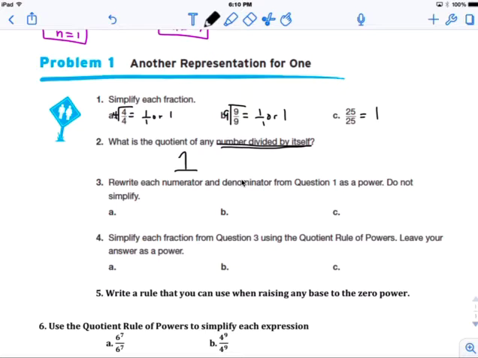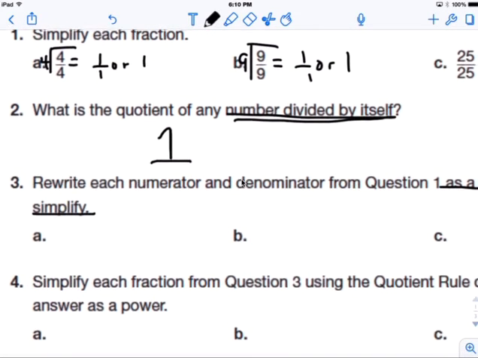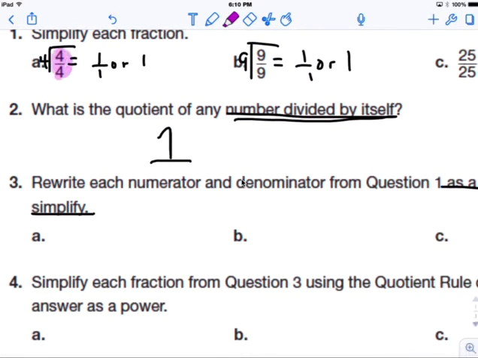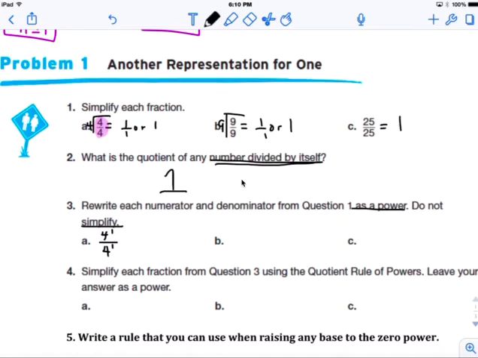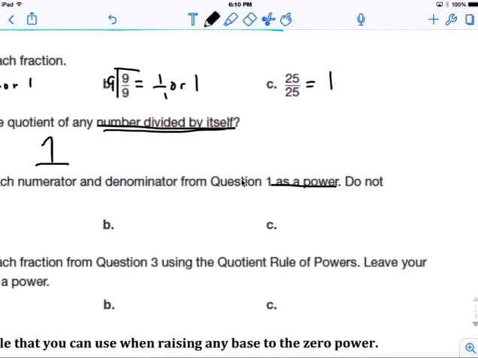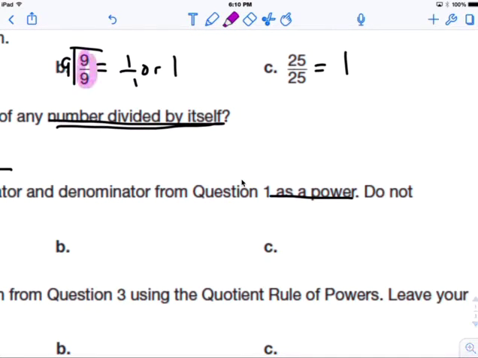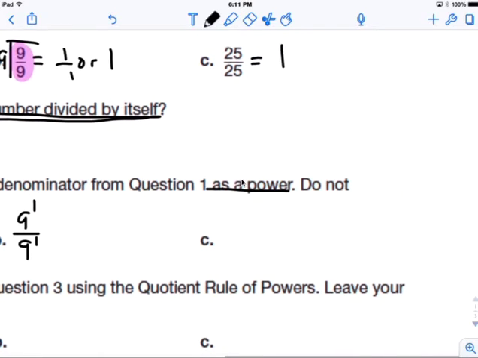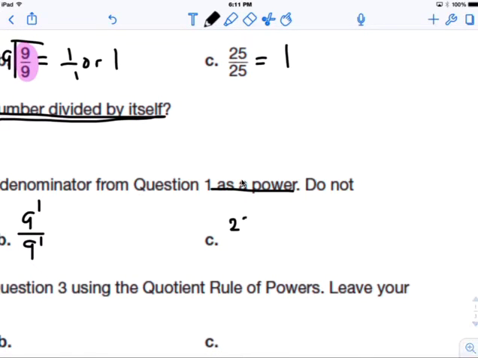Rewrite each numerator and denominator from question 1 as a power. Do not simplify. Okay, write it as a power. A, write it as a power, 4 to the first, 4 to the first, right? Do not simplify. That's all they want you to do. 9 over 9 as a power, 9 to the first, 9 to the first. And then the last one is 25 to the first, 25 to the first.